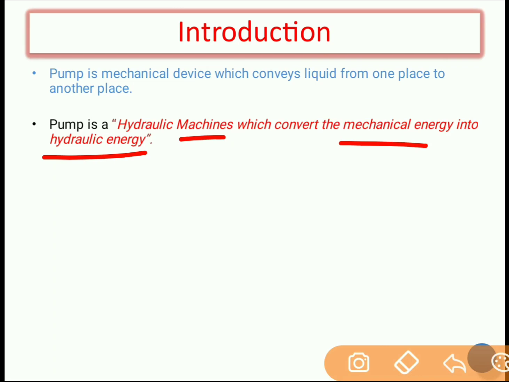As we see in the previous example, we are applying some effort on the handle. So that effort is nothing but mechanical energy. Because of that effort on the handle, the liquid was transferred from below the surface towards the surface of the earth. So this mechanical energy is transferred to the liquid. So this energy which is transferred to the liquid is considered as hydraulic energy.